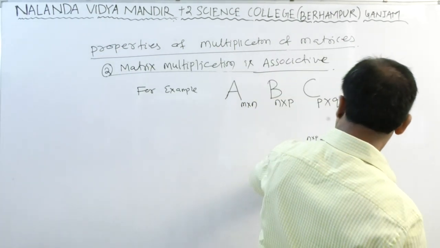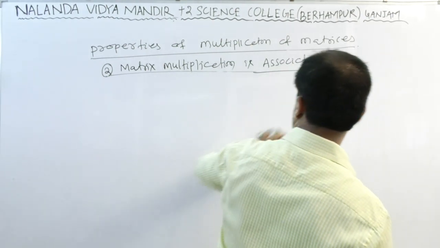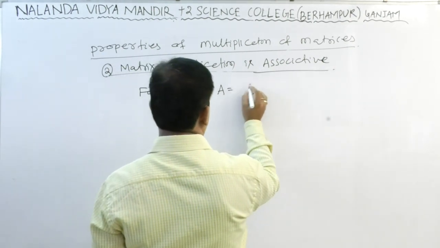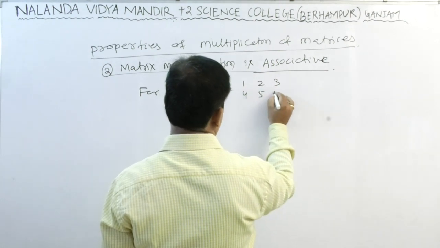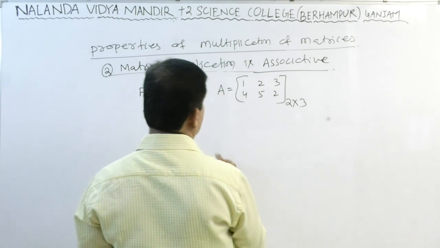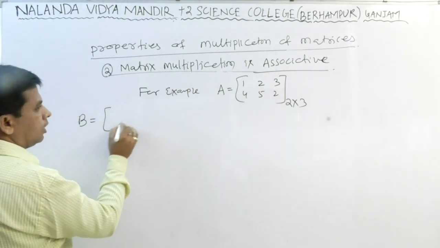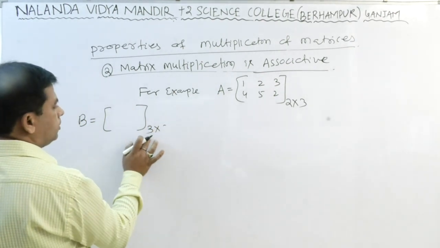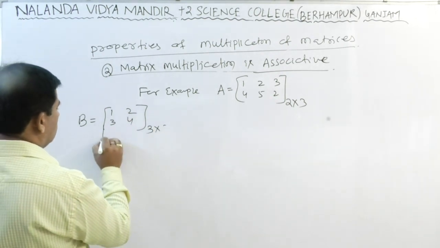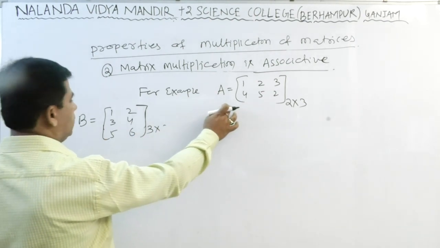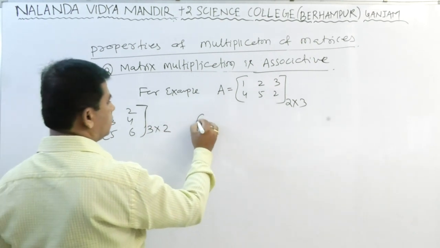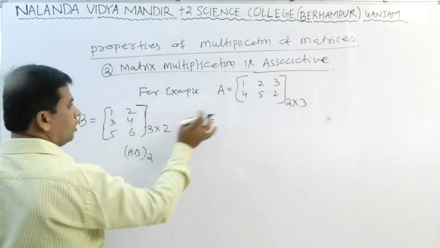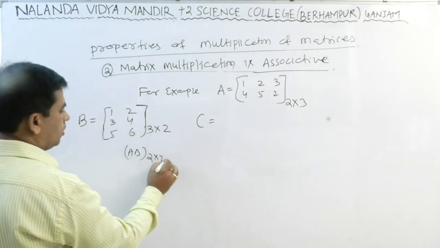So, for example, A is a matrix of order 2 cross 3: 1, 2, 3, 4, 5, 2. This is our order 2 cross 3. And B is a matrix of order 3 cross 2, meaning the number of rows must be 3: 1, 2, 3, 4, 5, 6. This is our B, with 2 columns. Here we can multiply AB, and we get the order of AB is the number of rows in A, which is 2, and the number of columns in B, which is 2. Therefore, the order of AB is equal to 2 cross 2.